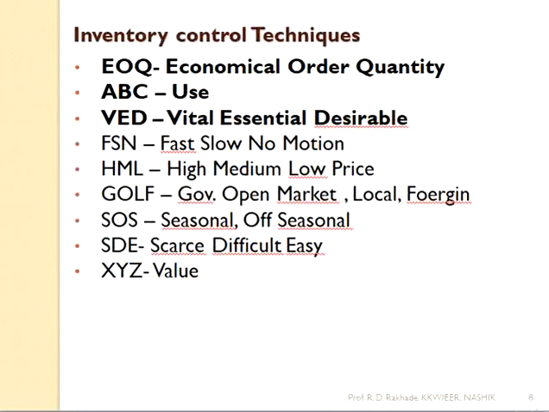Then there are various techniques used in inventory control management, such as EOQ, that is economical order quantity, and ABC, which depends on the use of inventories. Then VED, which stands for vital or important, essential and desirable inventories. Then FSN: fast, slow, and non-moving inventories. Then HML: high, medium, low price. All these techniques are used to divide inventory on their different characteristics.